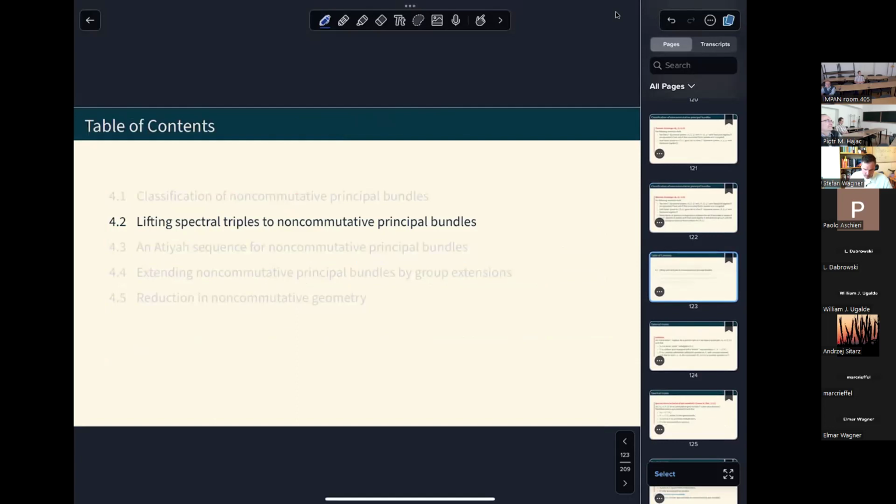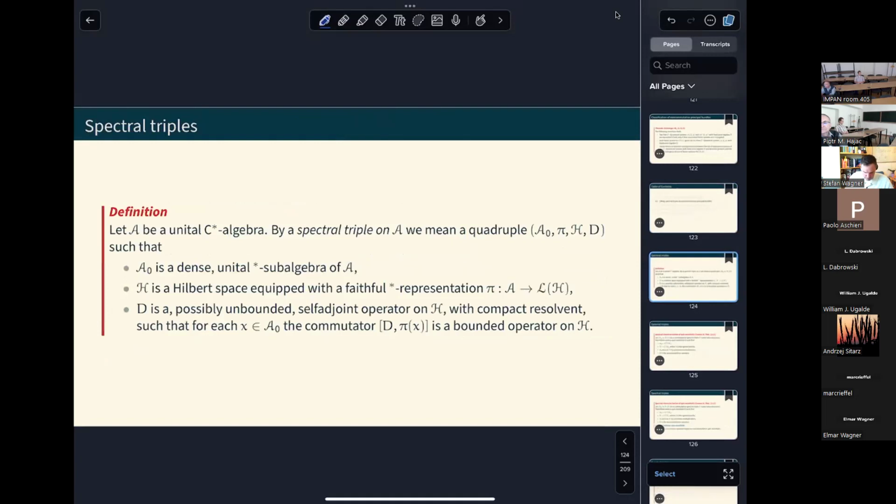All right. So maybe the rest of the time I will talk about lifting spectral triples. I have more applications, but maybe not so much time.